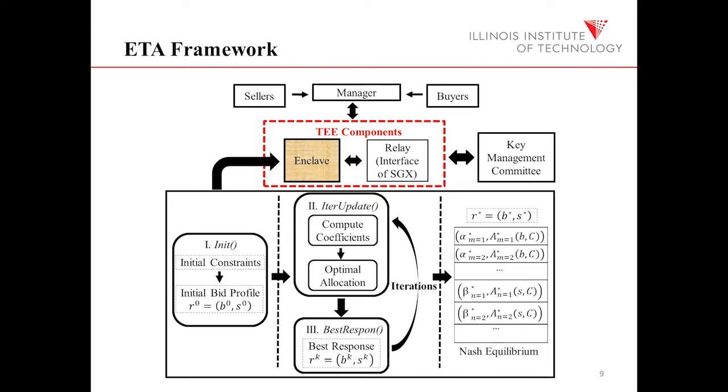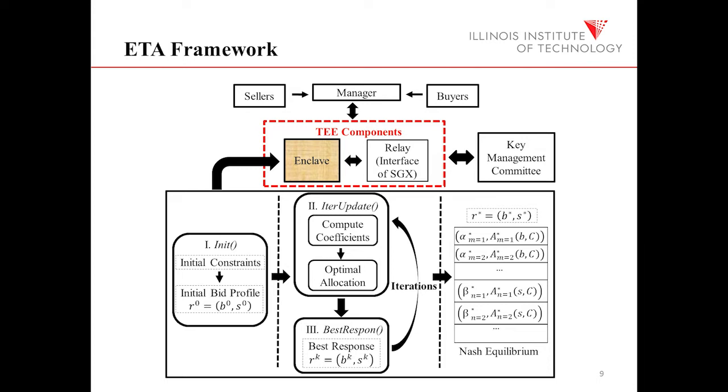So we design the ETA framework as shown. There are 4 main components in ETA. Enclave is used for protecting program, code, and data, which guarantees the confidentiality and integrity of computation. Remote attestation allows a remote user to establish, encrypt, and authenticate channels to the enclave. Relay is the interface of Intel SGX. It can be used as a physical SGX host, and other components cannot directly access the enclave without connecting through the relay.